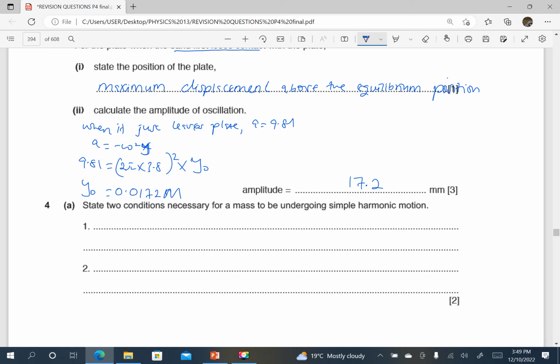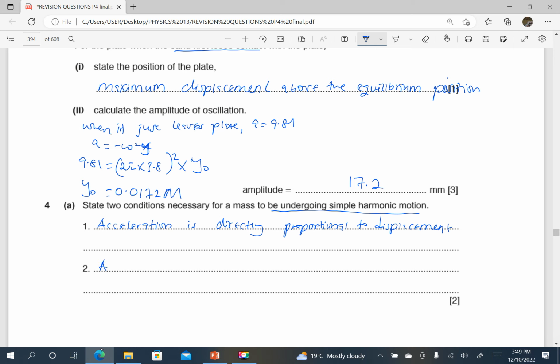State two conditions necessary for a mass to be undergoing simple harmonic motion. Those are very easy. Number one, acceleration is directly proportional to displacement.